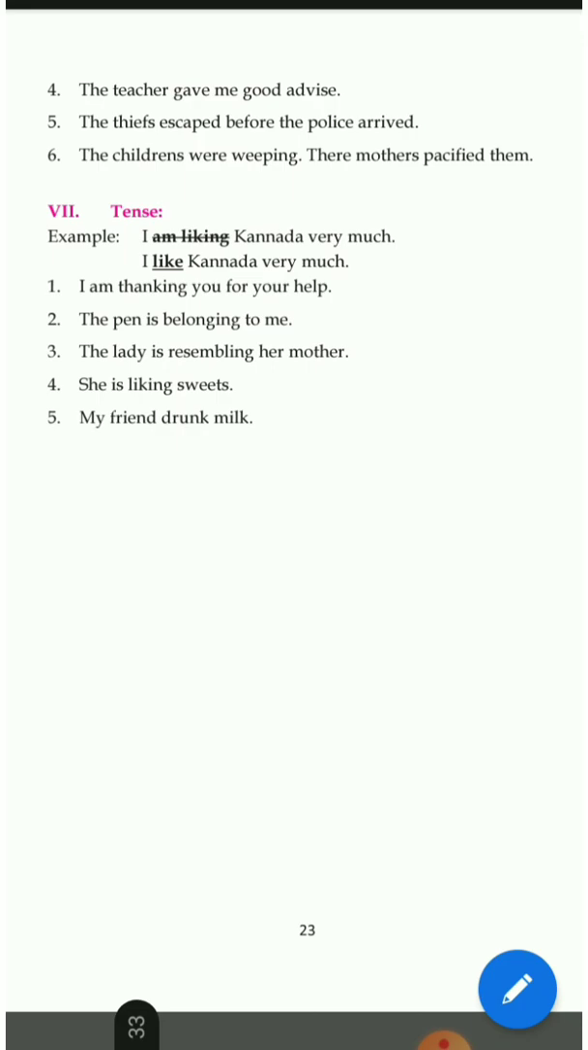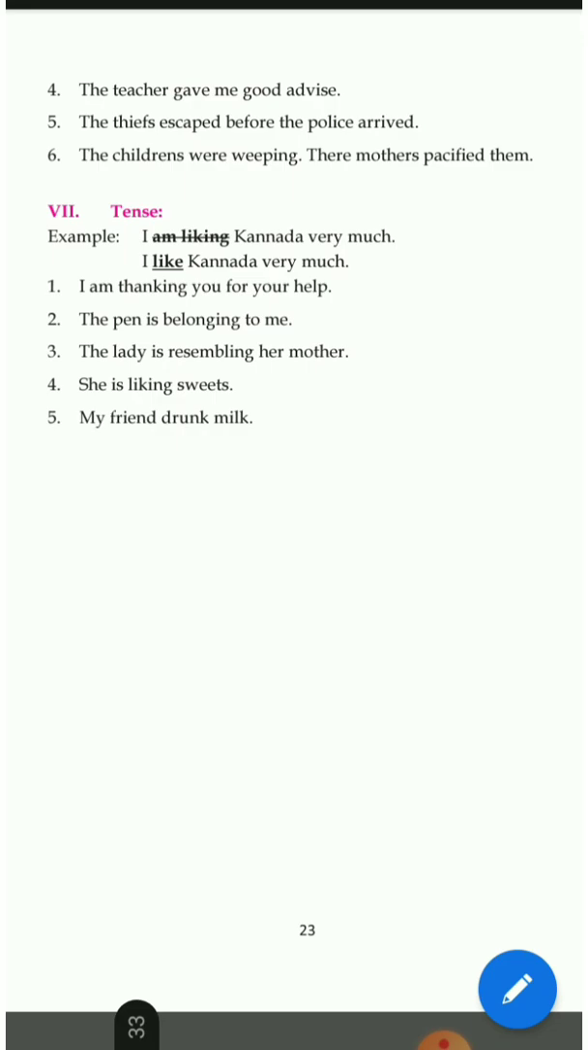Next one. Again. I am thanking you for your help. The biggest mistake. It has to be I thank. Not I am thanking, but I thank. Even in letter writing, most of the students make this mistake. They commit this mistake while writing thank you. They write thanking you. That is a wrong usage. There is no such kind of usage. Just write thank you. So I thank you for your help.